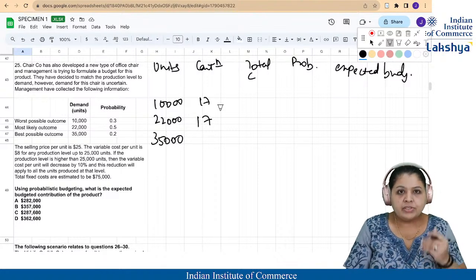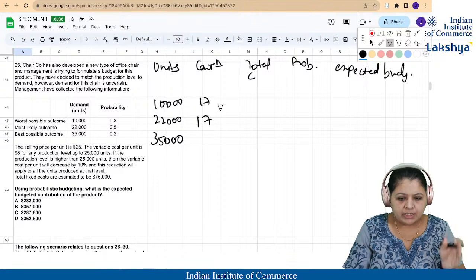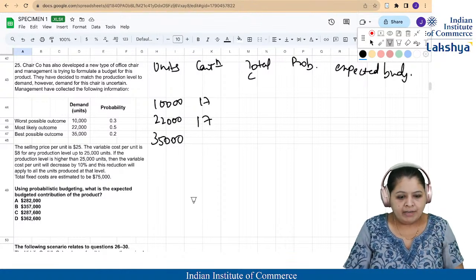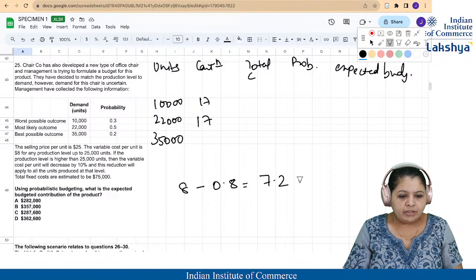Then when the production is increasing, it says that the variable cost will decrease by 10%. So right now, if the variable cost is 8, it will be decreasing by 10%, so your new variable cost would be 7.2. Hence, the contribution would also change to 25 minus 7.2, that is, it will become 17.8. So I'm taking the new contribution.